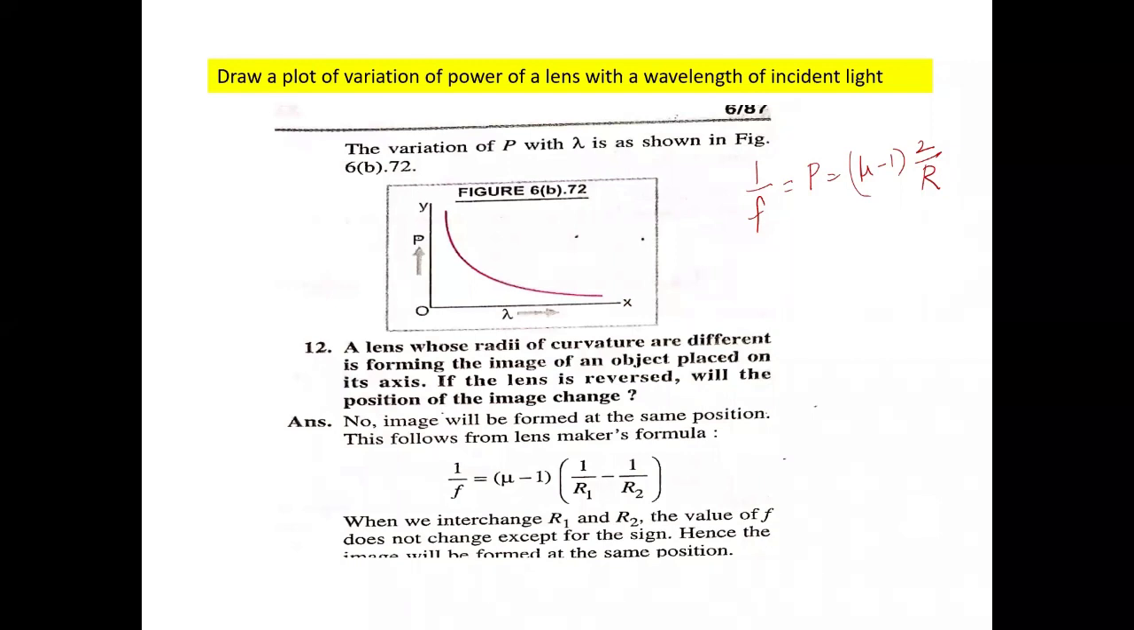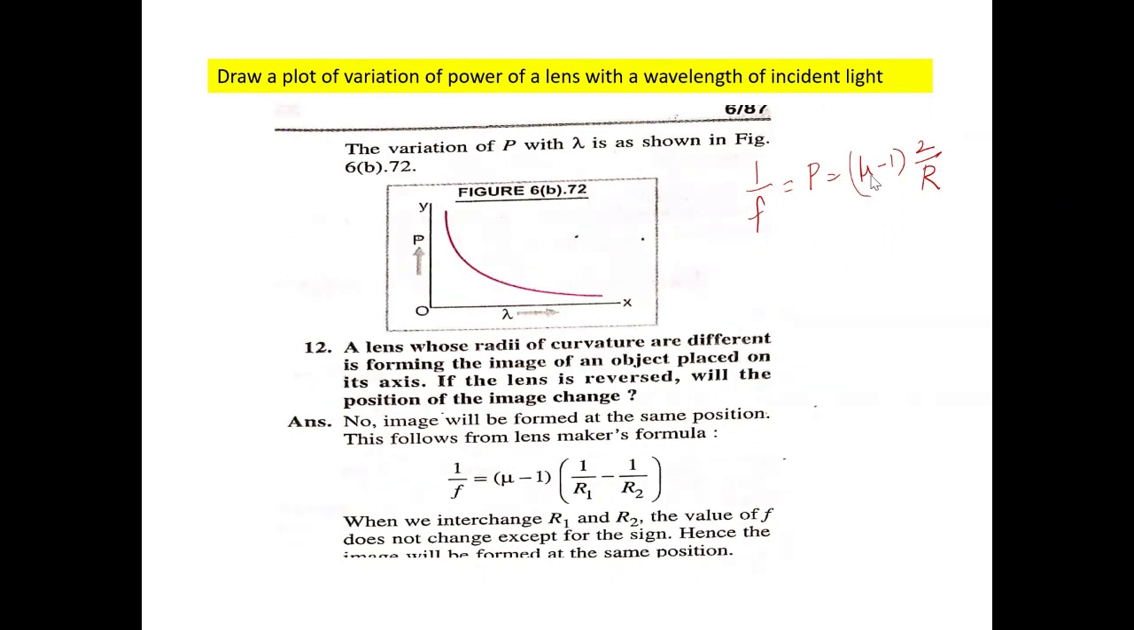Yes, ma'am. Now the power 1 by f is equal to power, which is (mu minus 1) into 2 by r. This is for a convex lens. For a concave lens, what will I get? Minus 2 by r. Now the question is, draw a plot of variation of power of a lens with wavelength. So how will you solve this? There is no wavelength factor here.